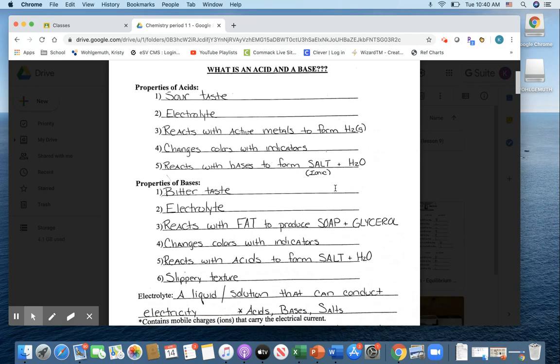Bitter: if you think of, well, it's not very good, but if I gave you coffee grinds and asked you to chew on those, that would be a very bitter taste.